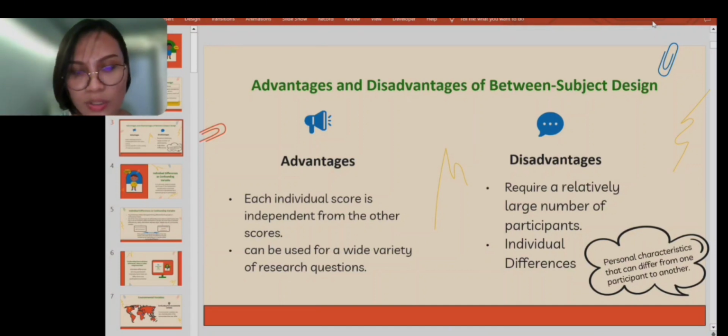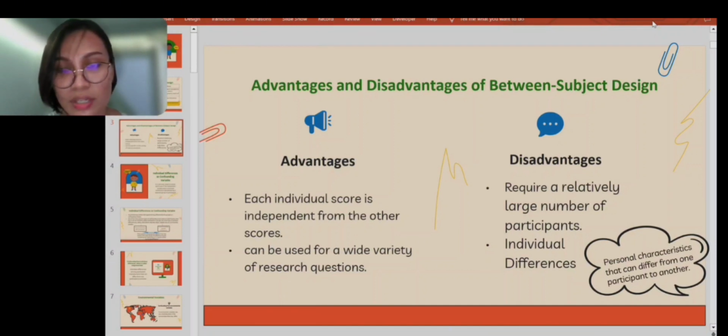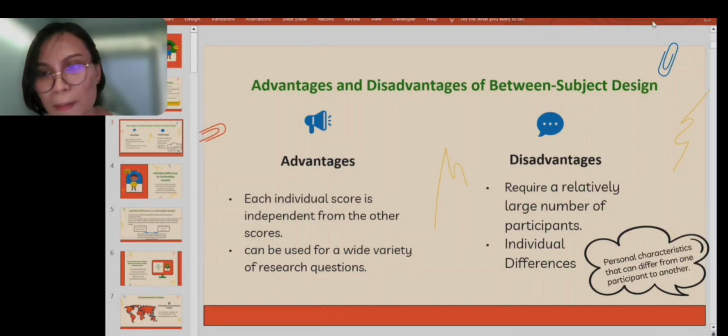The disadvantage of between-subject design is that it relatively requires a large number of participants. If we want to compare three treatment conditions, and we need 50 scores for each treatment, we require 150 participants: 50 for the first treatment, 50 for the second, 50 for the third. Next is individual differences. So, what exactly are individual differences? These are the personal characteristics that can differ from one participant to another.